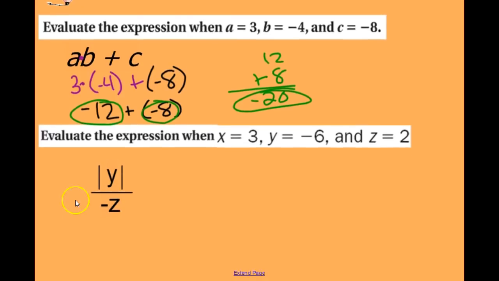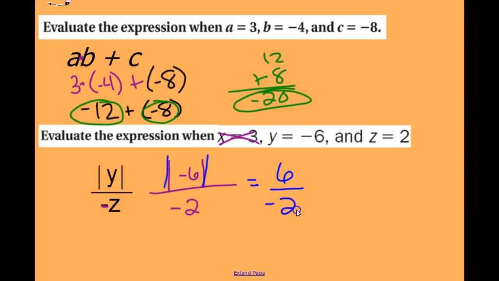Down below, evaluate when x is 3. There's not even an x in here. Y is negative 6, and z is 2. So we have the absolute value of negative 6 divided by a negative, don't forget that negative, z, which is 2. So anything in the shower comes out clean.